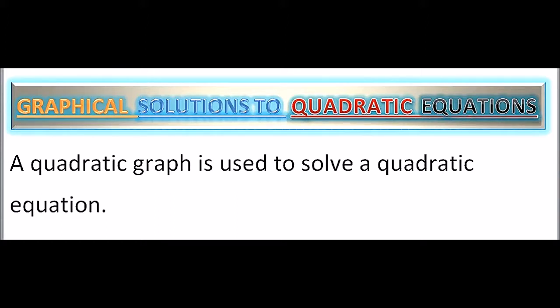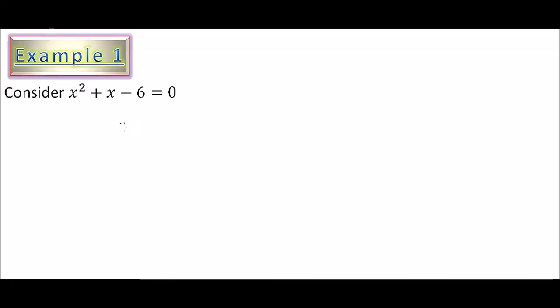So you are welcome, and by the end of this lesson, you should be able to solve a quadratic equation using a graph. In our example 1, we are going to consider the quadratic equation x squared plus x minus 6 is equals to 0. You can solve this quadratic equation using the factorization method, completing the square method, or the quadratic formula. I'm going to use the factorization method to solve this equation, and then you would see how we apply the graphical solution to quadratic equations.